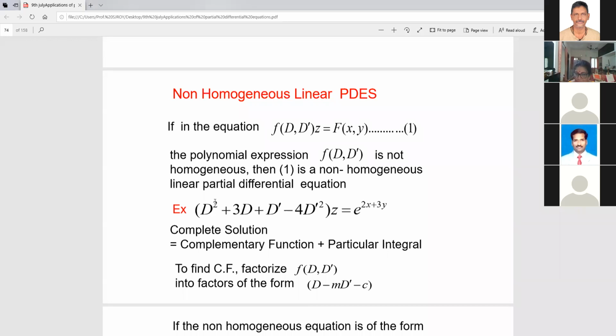You see here D square is there, del square z by del x square is the term here. Another one is del z by del x. So that's the reason there is a difference here: second order, here first order. And the del z by del y term is also there, so this also comes under first order. That's the reason we are calling this a non-homogeneous equation.